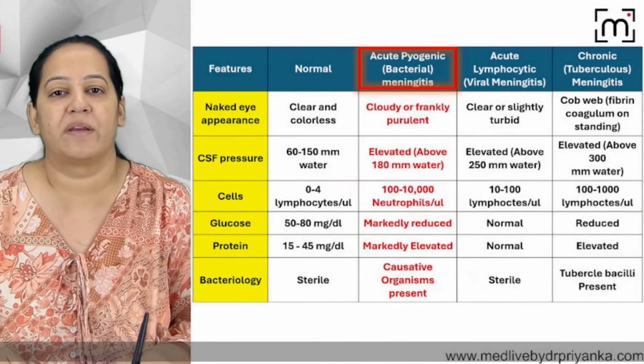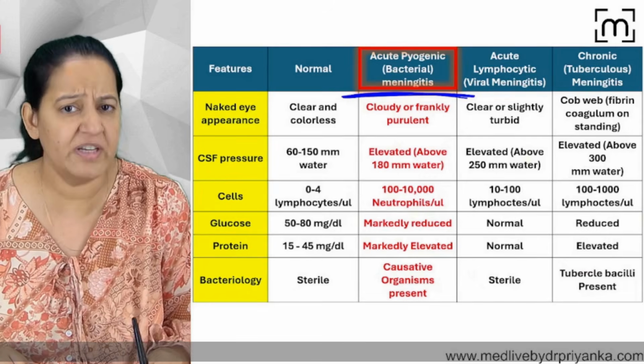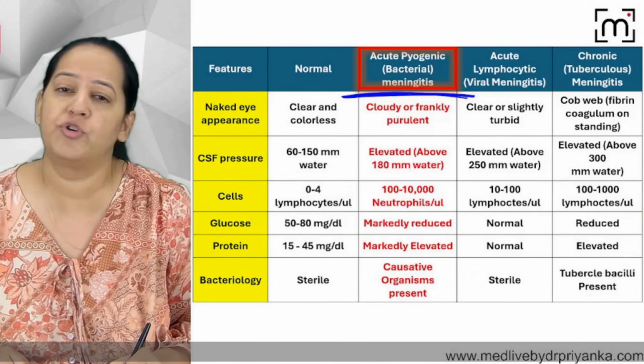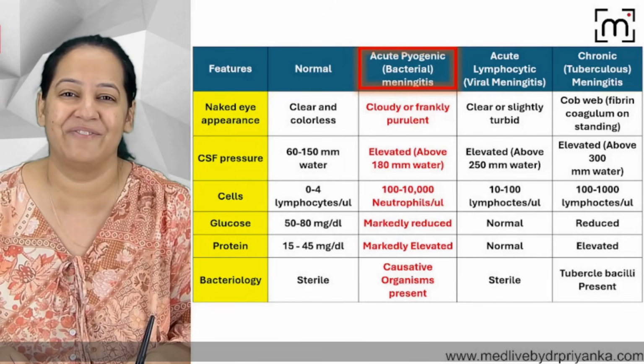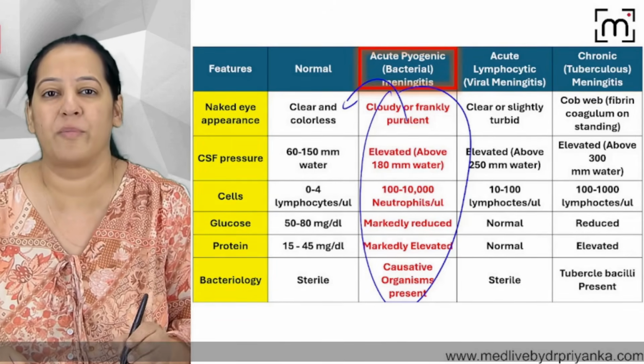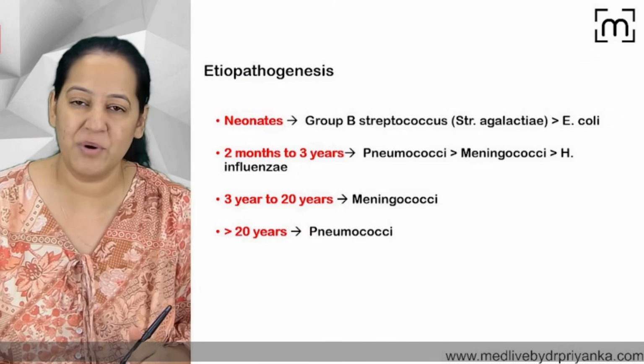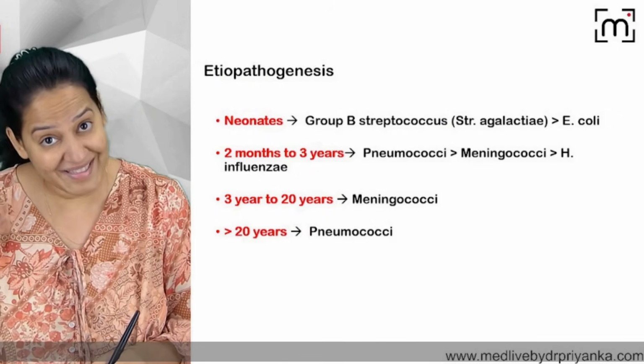So let's start with the first one, which is acute bacterial, pyogenic meningitis. We will compare this one with the normal. What are the bacteria which cause it? Tell me the etiology. The bacteria can be different.